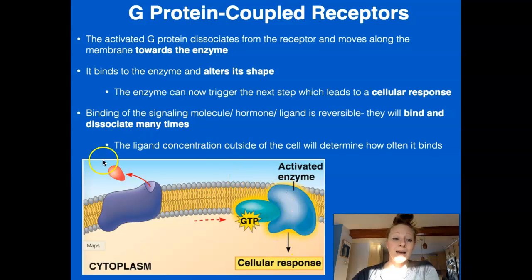So if there's lots of ligands here, if there's lots of signaling molecules, lots of hormones, they're all going to be attaching and reattaching, causing a greater response. The fewer that are there, then it's going to be causing less of a response.